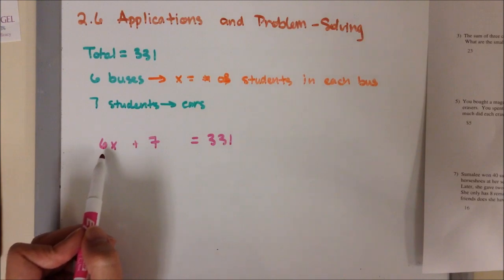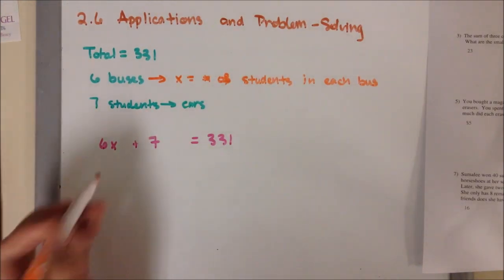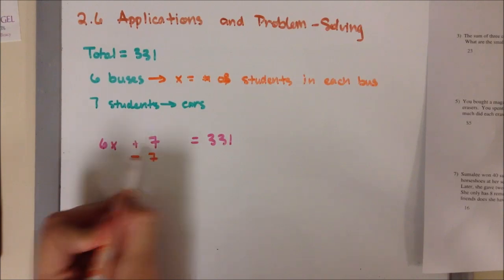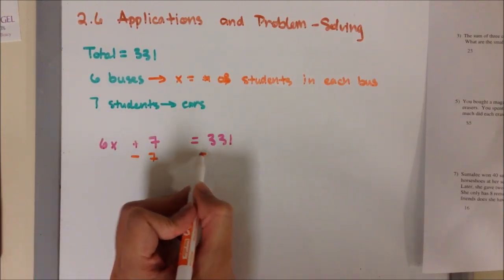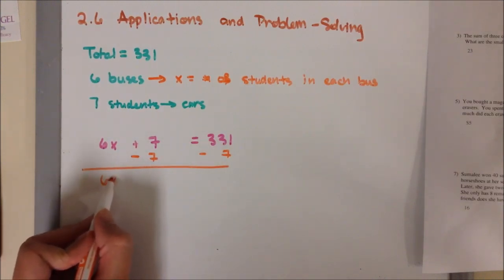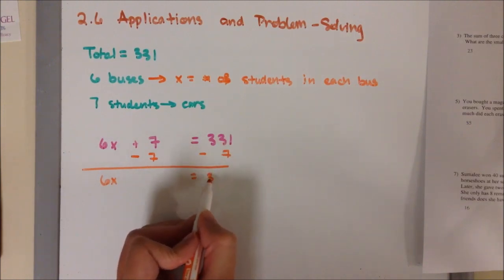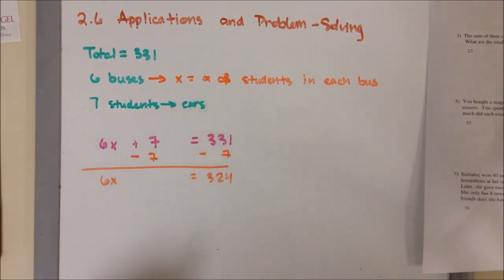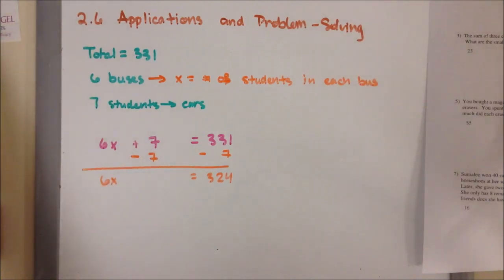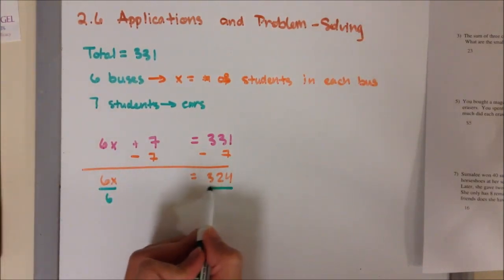Now we have our equation: 6x plus 7 equals 331. From there, I'm just going to solve just like a regular equation. I'm going to subtract 7 to cancel out, and then subtract 7 on the right side. So 6x equals 331 minus 7, which is 324. From there, I'm going to divide by 6, divide by 6.